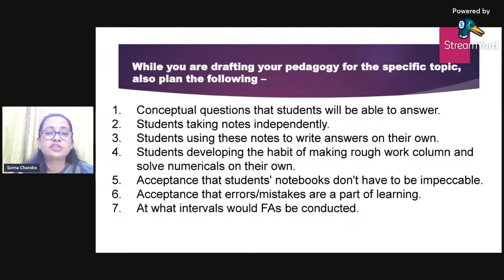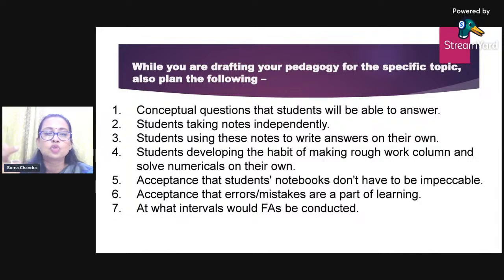So while you are drafting your pedagogy for the specific topic, also plan the following: conceptual questions that students will be able to answer, and students taking notes independently. That's very, very important. At the beginning of the chapter, teachers ask them to read the chapter and write some key points or the drawing which they want to make. That's whatever you have understood. You want to depict it in the form of drawing or keywords, that's up to you.